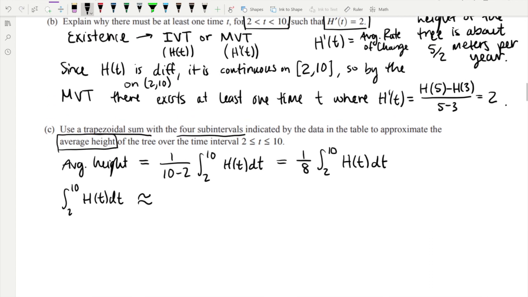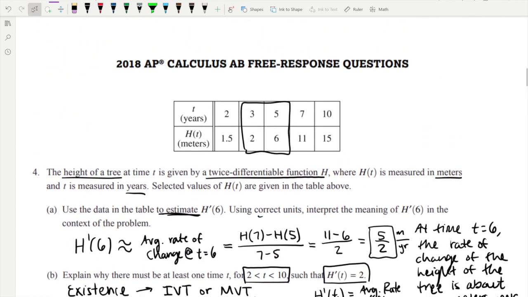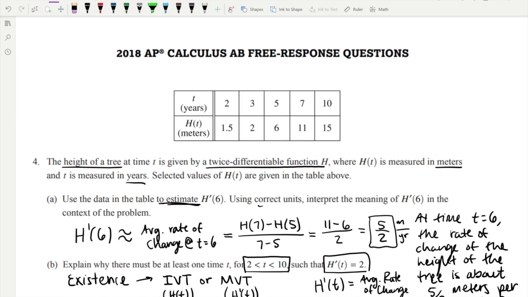Okay, so whenever I'm doing any kind of Riemann sum, right, left, trapezoid, whatever, I find it easiest to not make mistakes if I plot out the data. Now, your plot does not have to be exact. The axes don't have to actually be to scale or anything like that. But plotting the points and drawing the actual rectangles or trapezoids, I find is helpful for not making mistakes. So I've got 2, 3, 5, 7, and 10. And my heights are 1.5, 2, 6, 11, and 15.